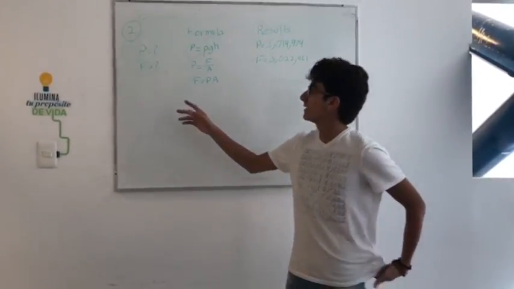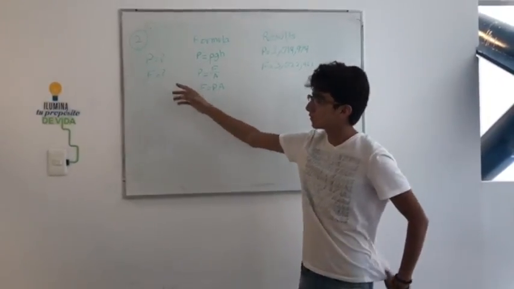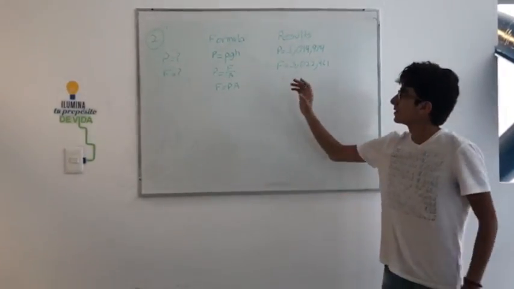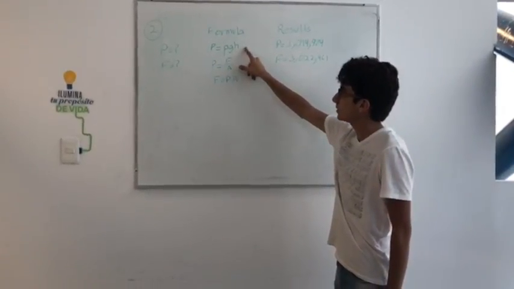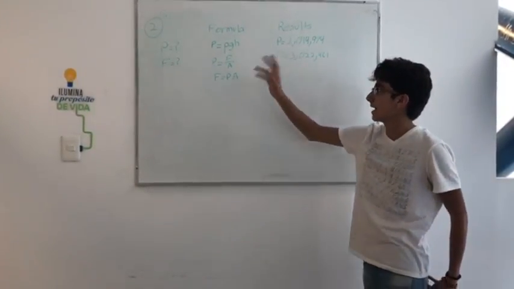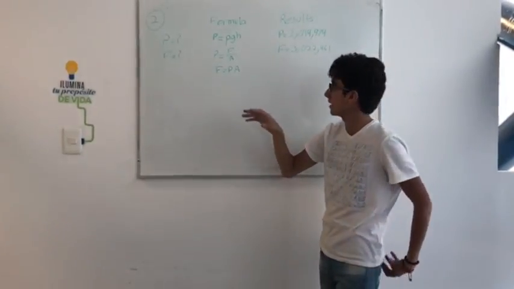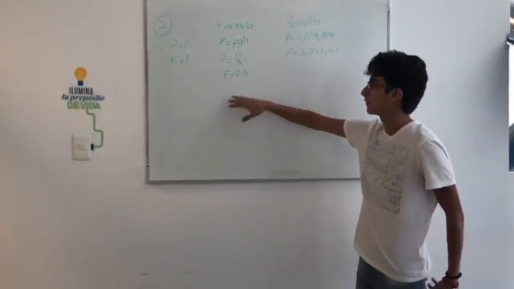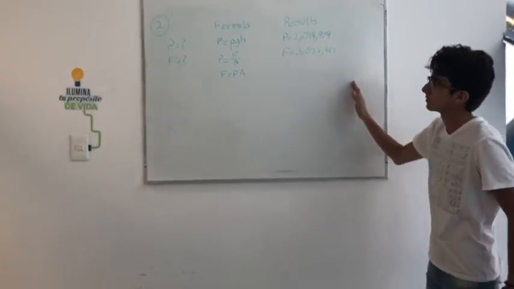For the second problem, they asked to take out the pressure that is applied and the force that is applied to the object. So we need three formulas: the one of pressure that has density, gravity and height, and the one of pressure that has force over area, that we use to clear out the force. And the results were these ones.